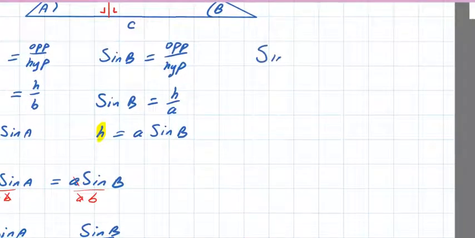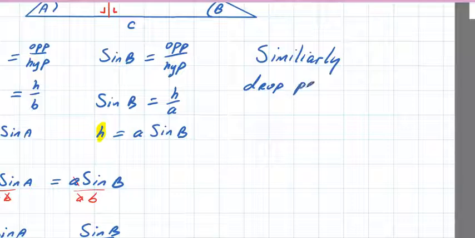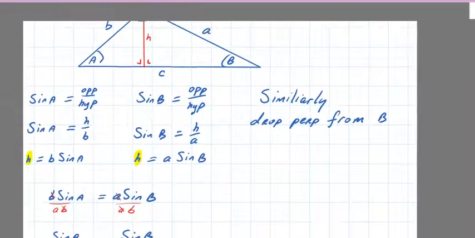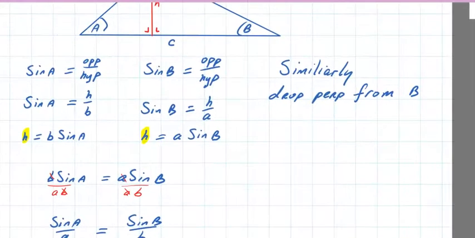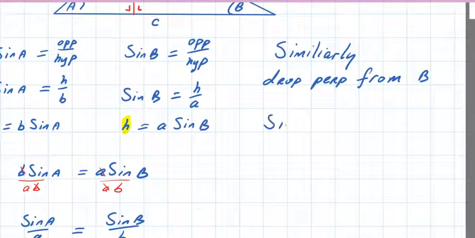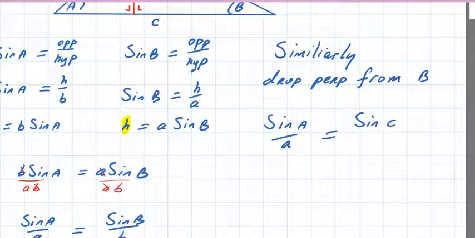So you just say similarly, if you drop a perpendicular from C, for example, or from B, right here. So if you notice dropping the perpendicular from C, you got sine A over a, sine B over b. So c is left out in the formula. If you drop it from B, b will be left out. So you'll get sine A over a is equal to sine C over c.